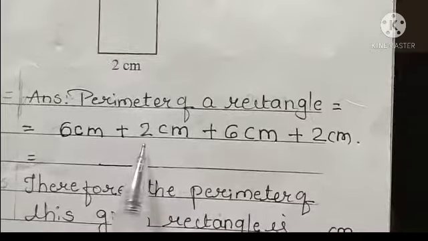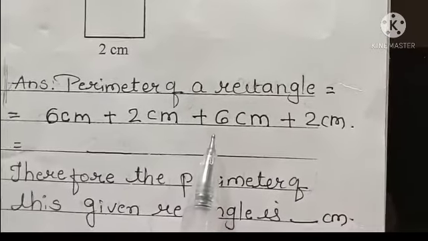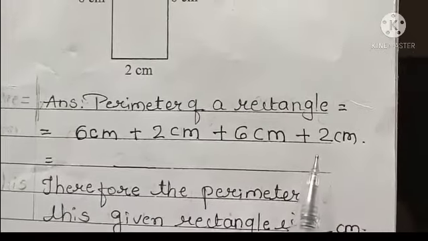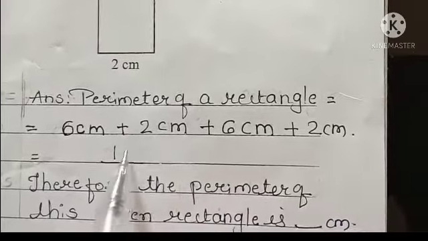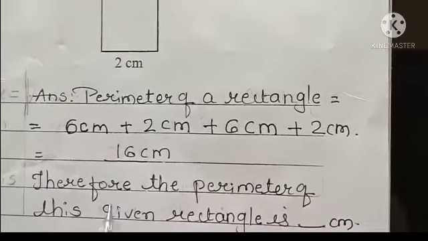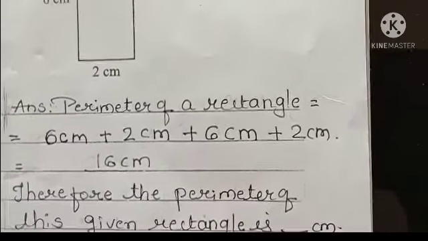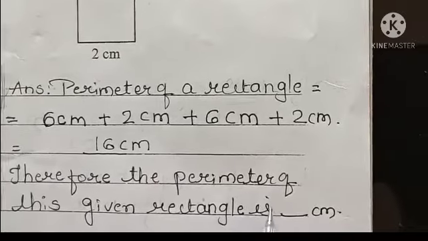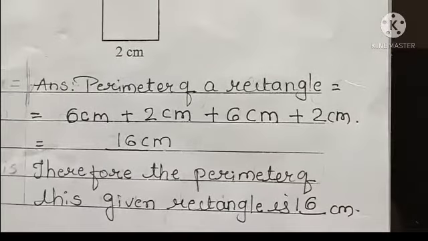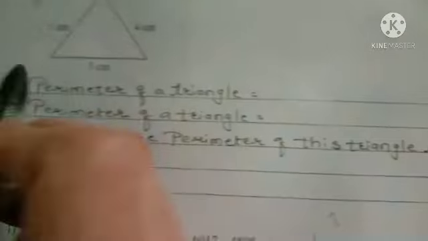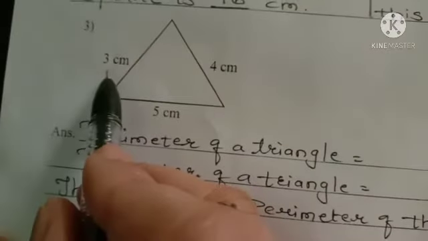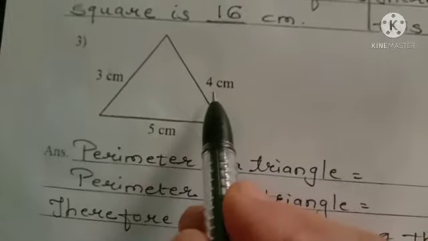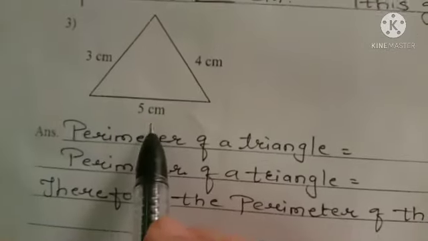So 6 plus 2 is 8, 8 plus 6 is 14 and 14 plus 2 is 16. So 16 centimeters. Therefore the perimeter of this given rectangle is 16 centimeters. Now the third example given, this is the figure of a triangle. So we'll see that one side is 3 centimeter, other side is 4 centimeter and third side is 5 centimeter.